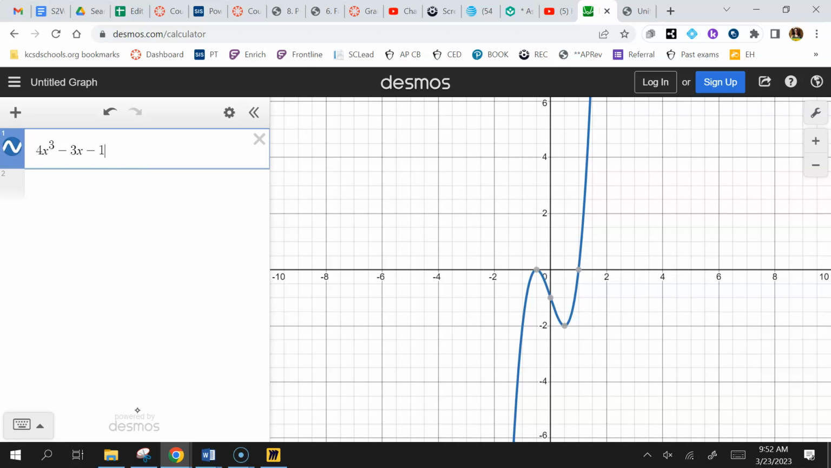If my PRZs are plus or minus 1, plus or minus 1/2, plus or minus 1/4, and I graph this and look at it, I'm probably going to try 1 first because it looks like it's crossing at 1. Just hit graph. Do you understand the shortcut? Do you see what we're doing?